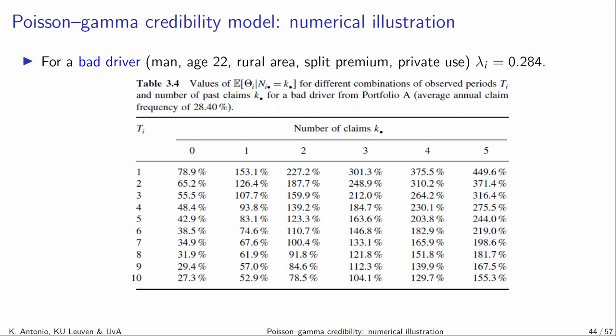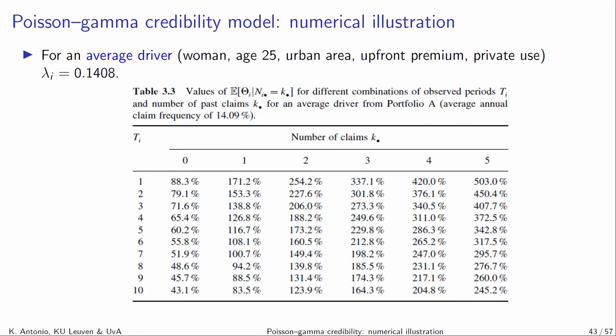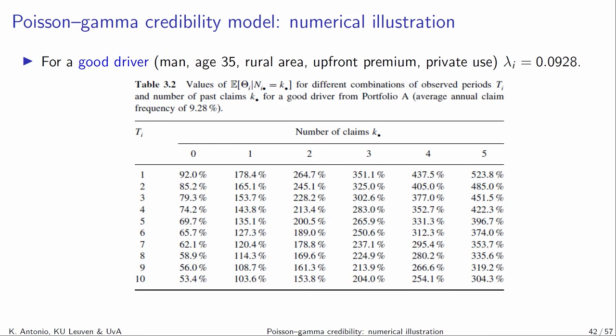The discount is going to be larger for the bad driver who reports zero claims compared to, for example, the average driver who reports zero claims. So there you see the same phenomenon, but now actually calculated on an example.